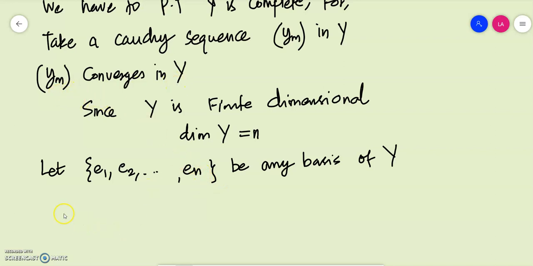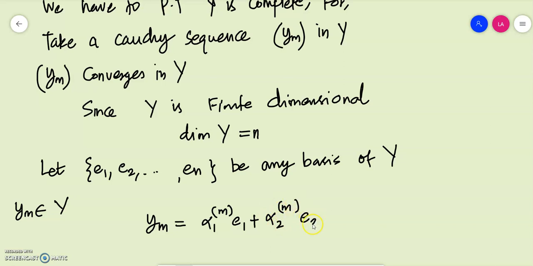Since ym is an element of Y, and this is a basis of Y, ym can be written as a linear combination of the elements e1, e2, etc., en. That is, ym equals alpha 1m e1 plus alpha 2m e2 plus etc. plus alpha nm en, where alpha 1m, alpha 2m, etc., alpha nm are constants. So we have taken a Cauchy sequence, and it can be written in this form.